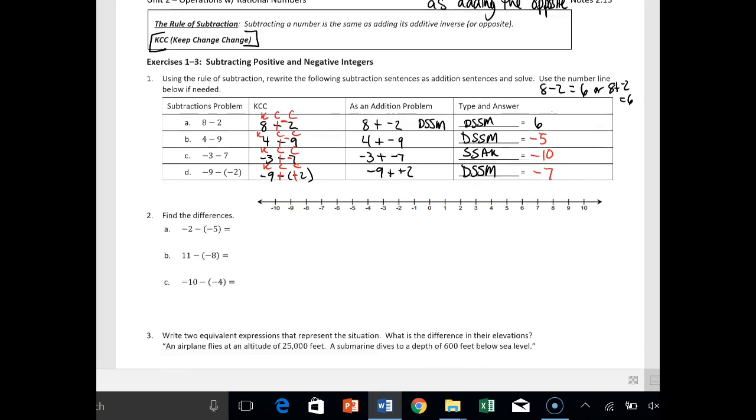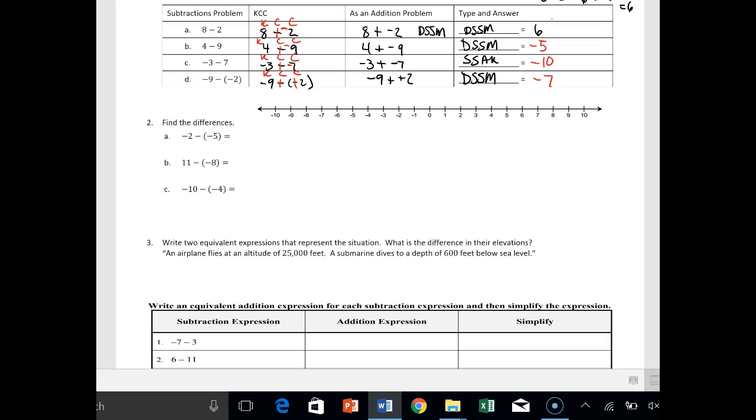We're going to continue to do this non-stop all day. All right, so the big thing is that every subtraction problem we see, we're going to change to addition with keep, change, change. So here, keep, change, change. This becomes negative 2 plus positive 5. Keep, change, change. 11 plus positive 8. Keep, change, change. Negative 10 plus positive 4. So it's either plus positive or plus negative every single time.